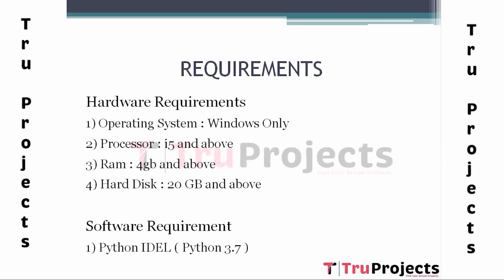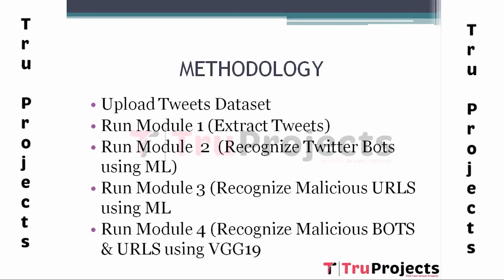Requirements. Hardware requirements: we need operating system Windows, processor i5 and above, RAM should be 4 GB and above. Coming to the hard disk, it should be 20 GB and above. Software requirements: we need to install Python with the version of 3.7.